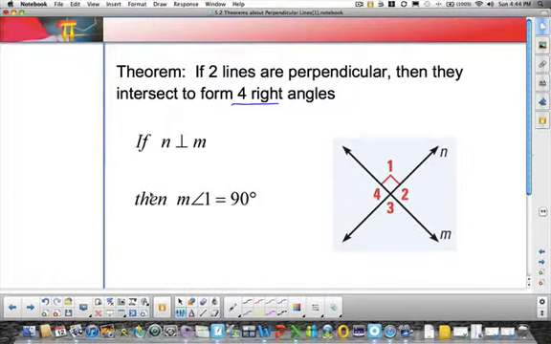So another way to say this is that if line N here is perpendicular to line M here, then the measure of angle 1 is equal to 90 degrees. We would also say the measure of angle 2 is equal to 90. The measure of angle 3 equals 90. And of course the measure of angle 4 is equal to 90 degrees. Alright, so we have our two theorems. All right angles are congruent, and if two lines are perpendicular, then they intersect to form four right angles.